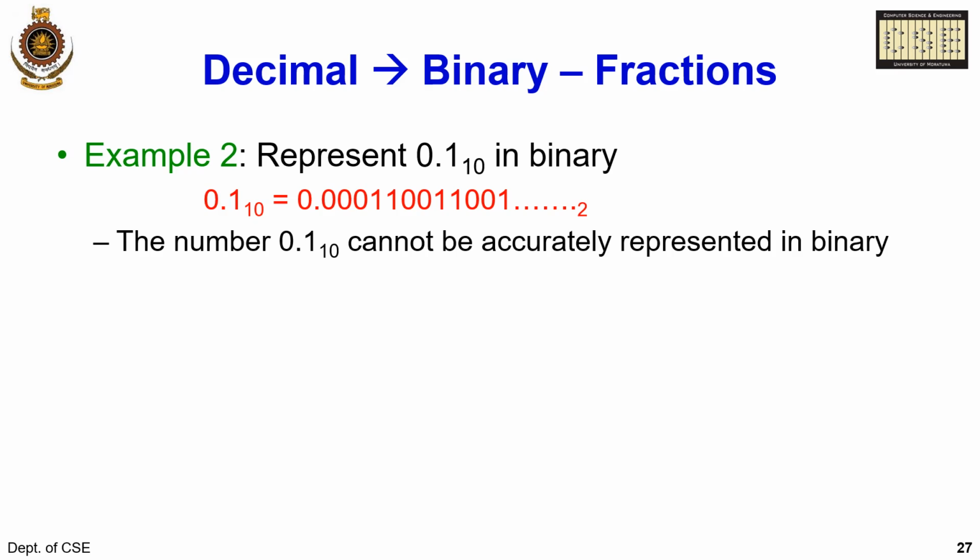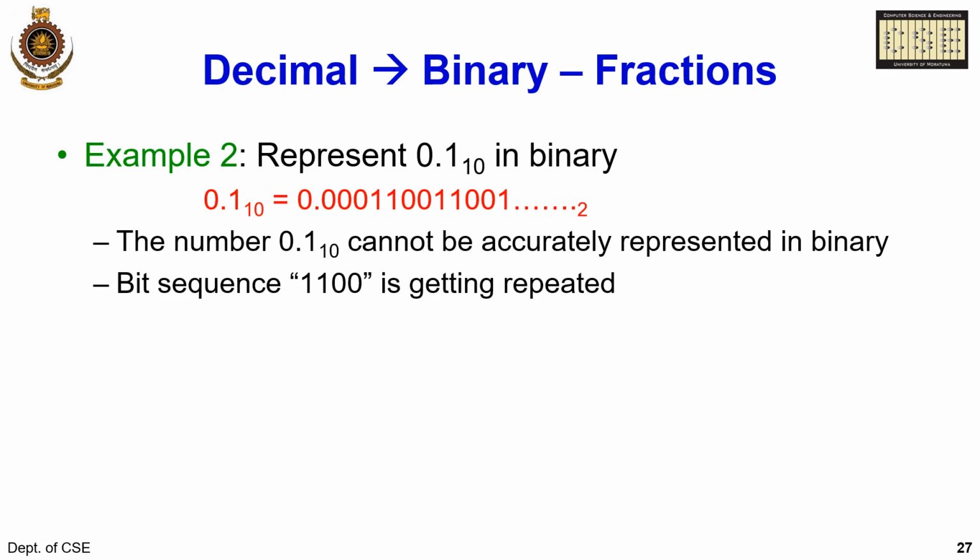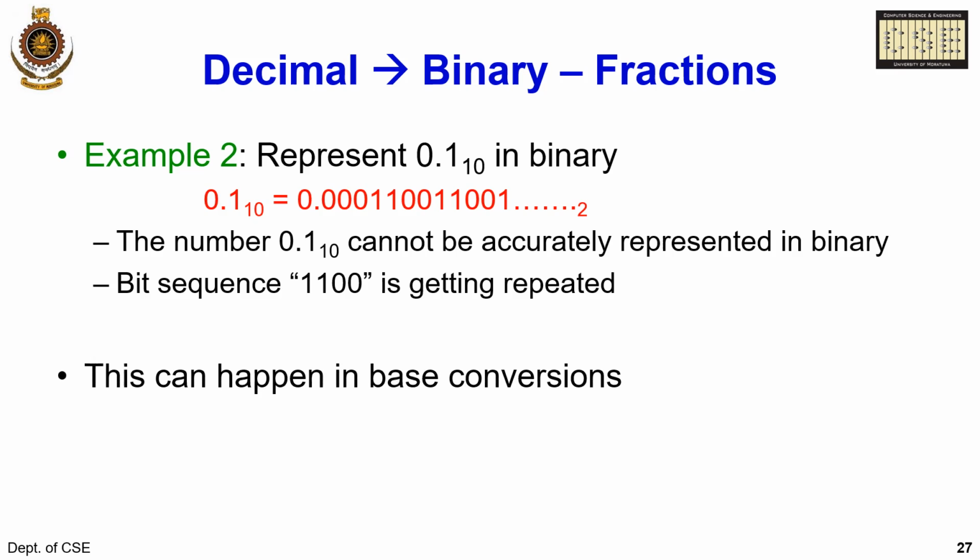So it's not a perfect representation. Just like 0.333 is the representation of 1 by 3, 0.1 in decimal, when you convert it to binary, we cannot perfectly represent it. Right? We have a repeating sequence. So this is a common problem in base conversions. So if you convert this number back, you might end up with a slightly different number, right?